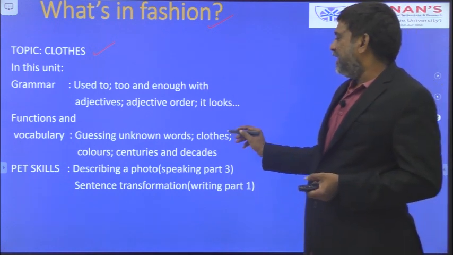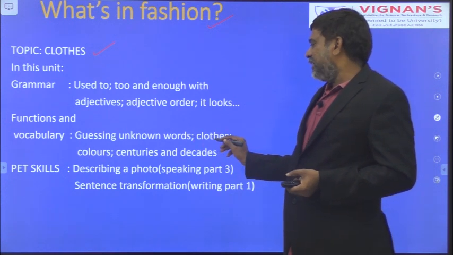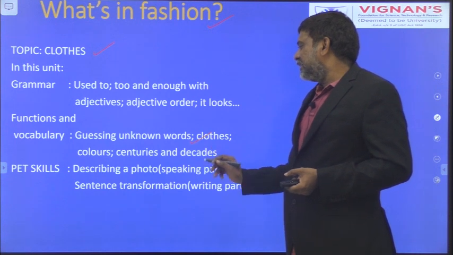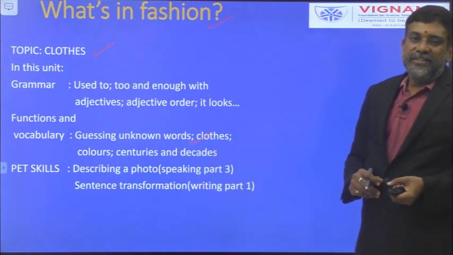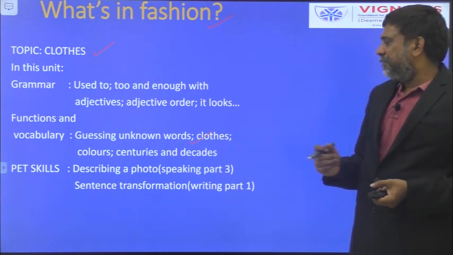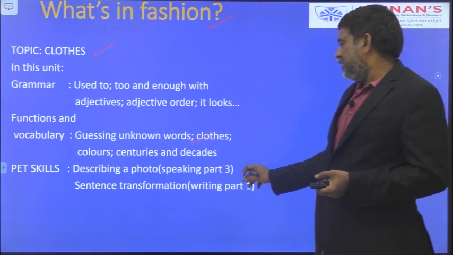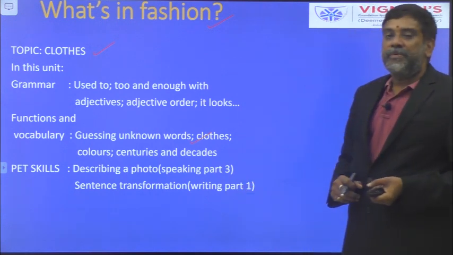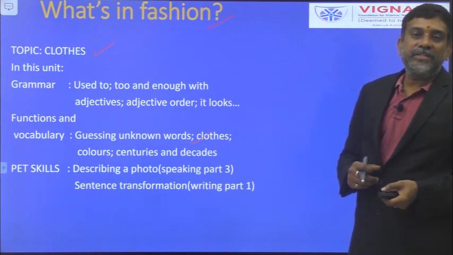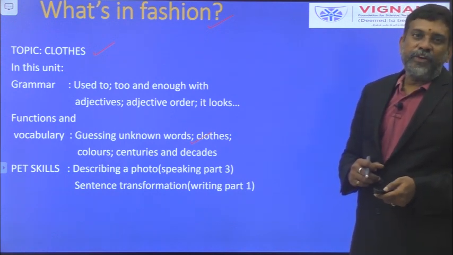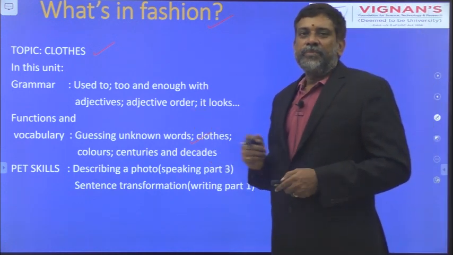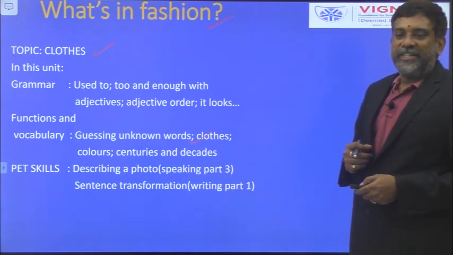One more important thing we are going to see in this unit is guessing unknown words, and cloth colors, countries, and decades. We are going to find out what they actually are. Next, describing a photo and sentence transformation we are going to see in this unit. So on the whole, this unit is going to be quite interesting for all of us. Why should we waste our time? Let us go and see what is there in "What's in Fashion".